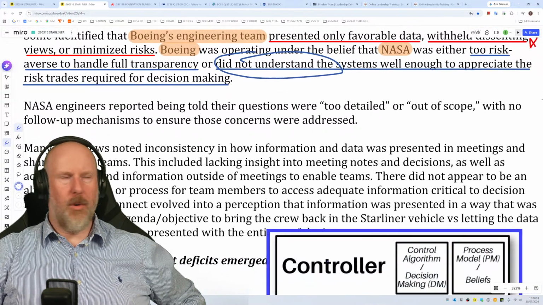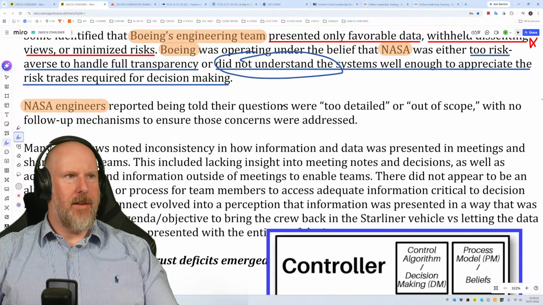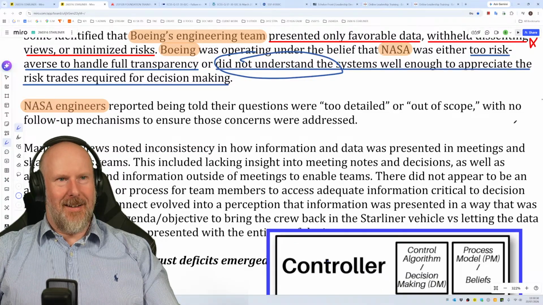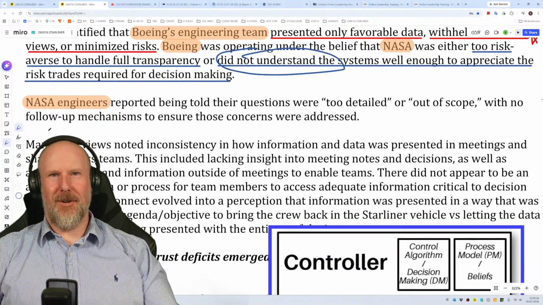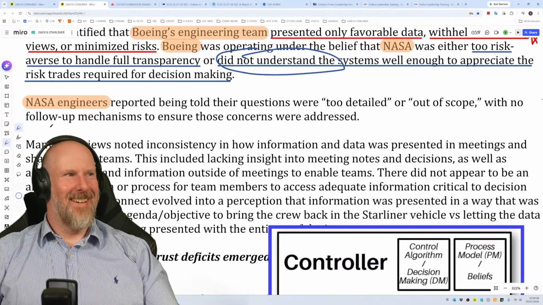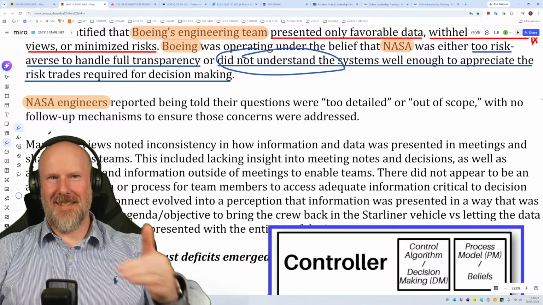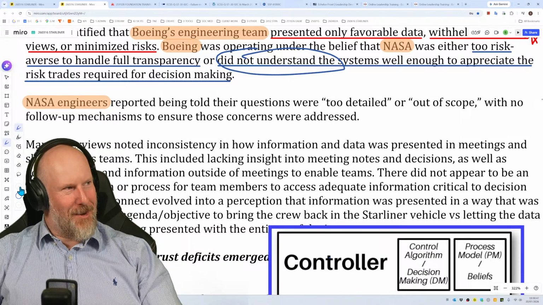NASA engineers reported being told that their questions were too detailed or out of scope, with no follow-up mechanisms to ensure these questions were addressed. I get a shiver down my spine because I've had the same experience myself. What are you asking questions like that for? That's out of the scope. But you're a project manager. How would you know what the technical scope is? This is a safety question. Please, could you address it? What do you mean, no?